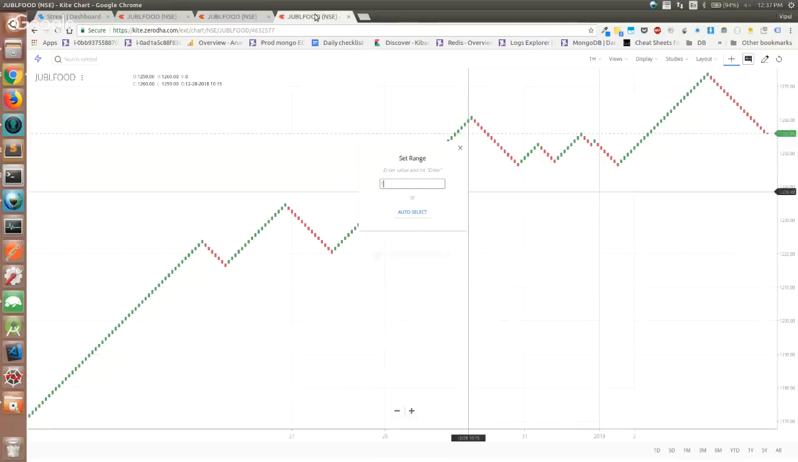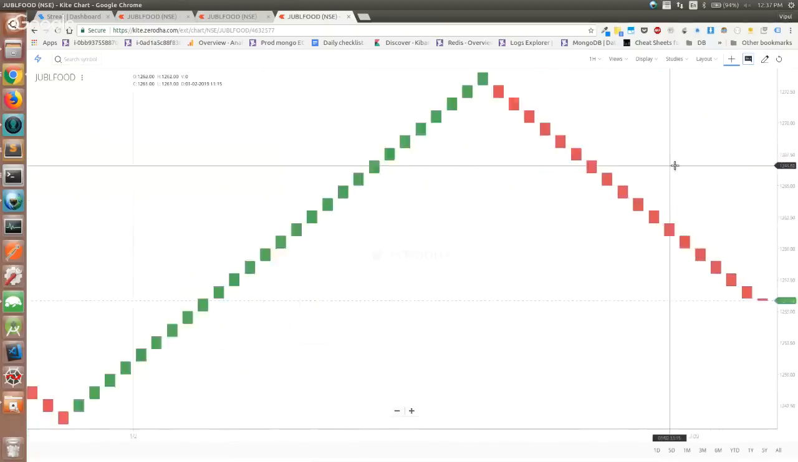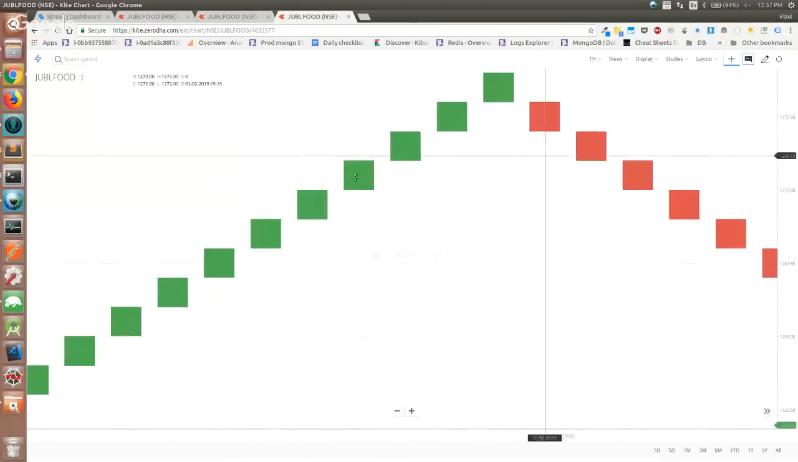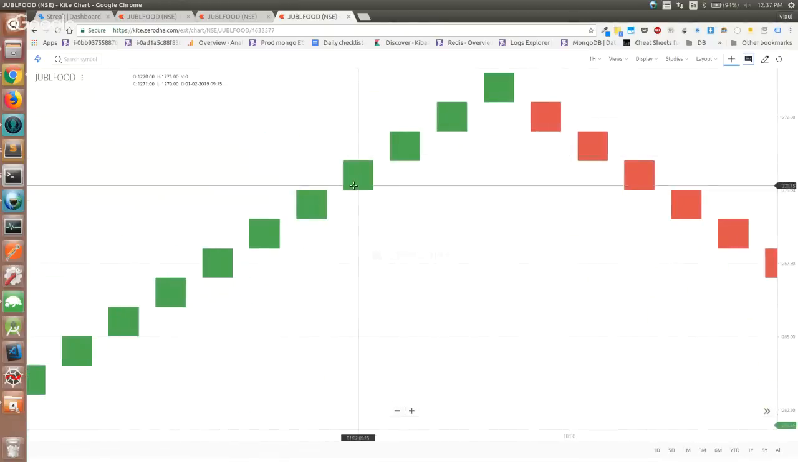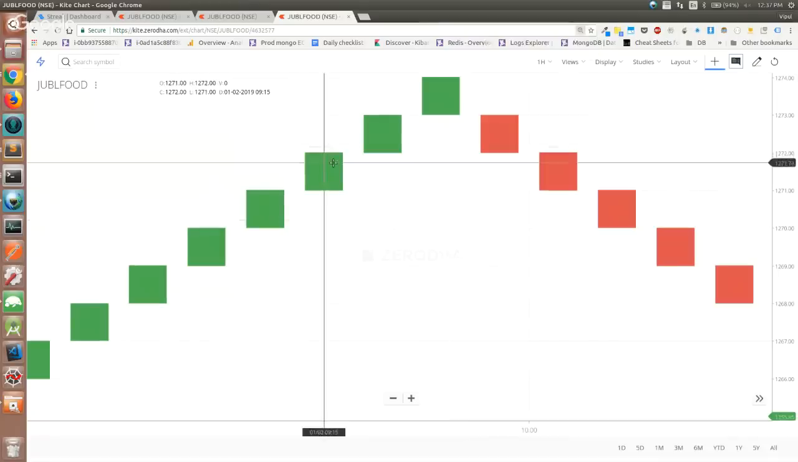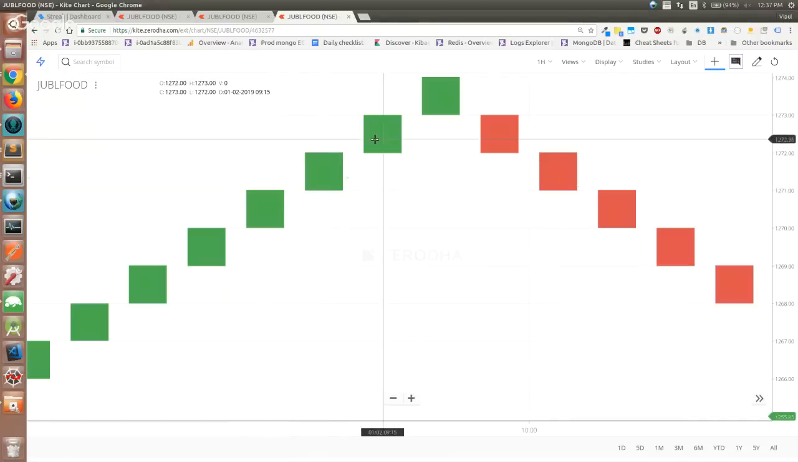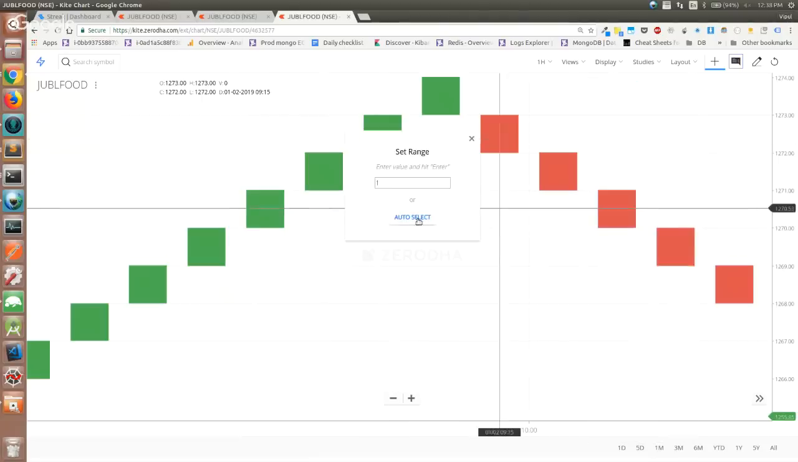So now when you come to Renko, again the same thing applies. If you see a green Renko here, you can see on the top left corner that the close is 1272 and the open is 1271. Here the gap between open and close is fixed. It is exactly the same as the brick size that you gave. The brick size is given in the chart settings. There is also an auto select. We'll come to this as we go ahead, right?